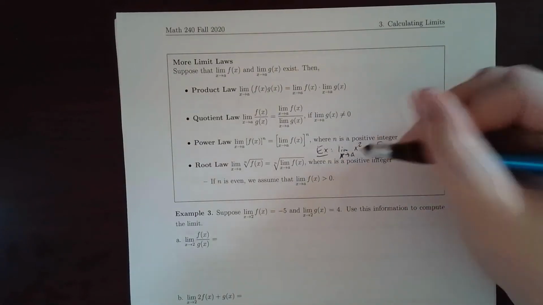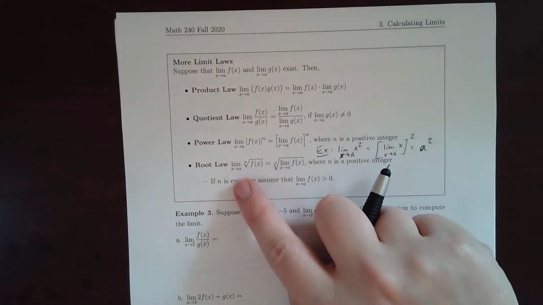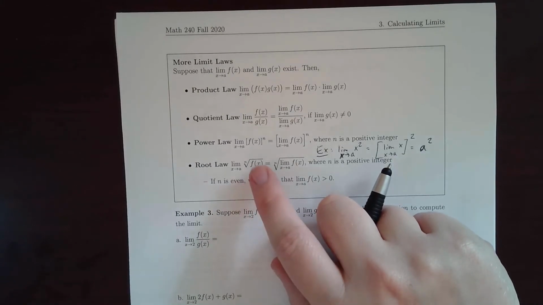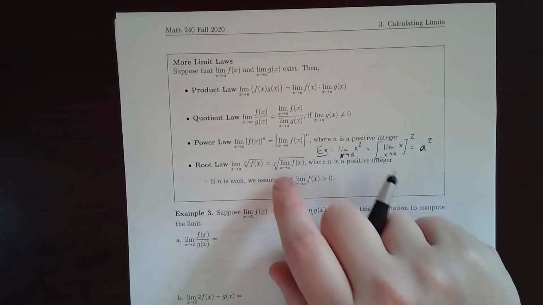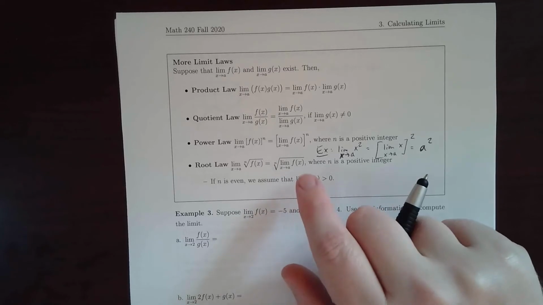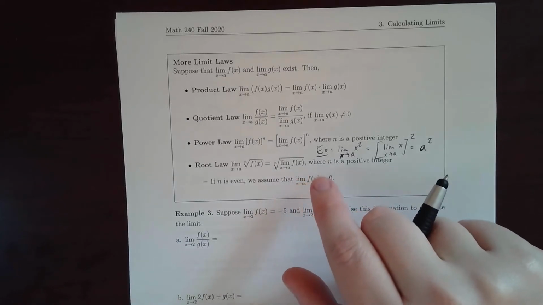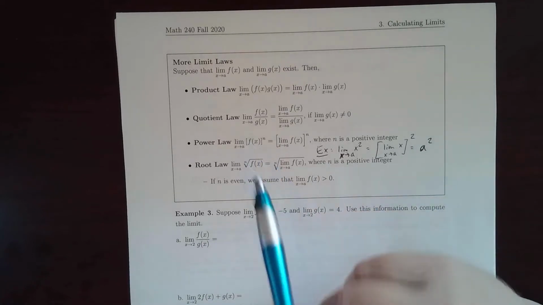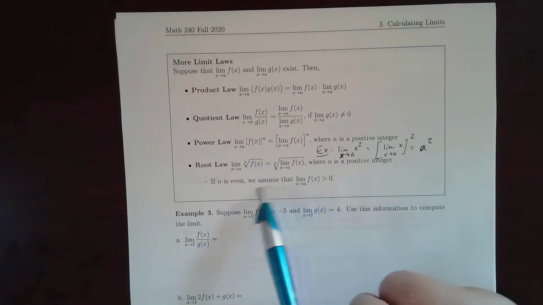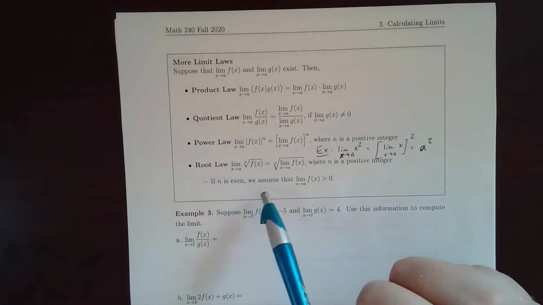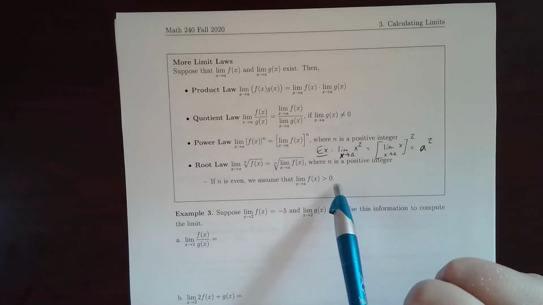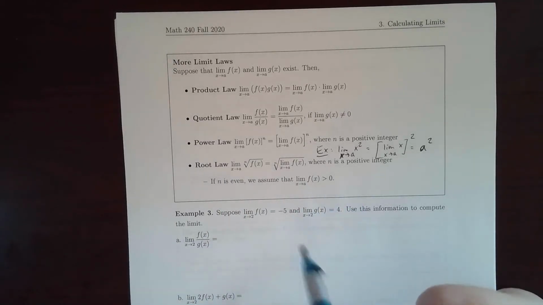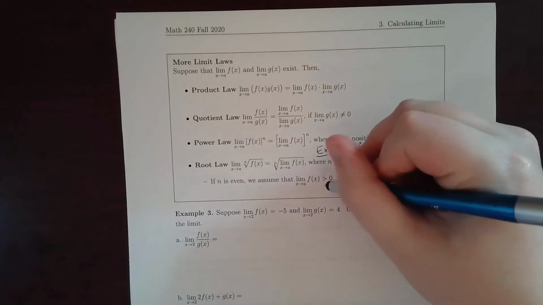And then similarly with roots, if we've got the limit as x approaches a of the nth root of f of x, that's the same as the nth root of the limit as x approaches a of f of x, where here n has to be a positive integer. And again, we assume all the things we normally assume with roots. If n is even, then we have to assume that that limit is greater than or equal to 0.